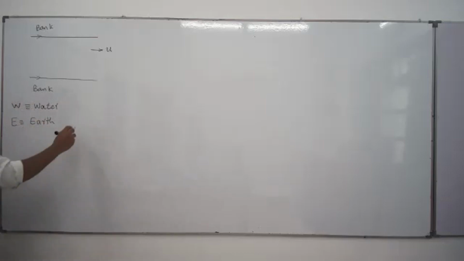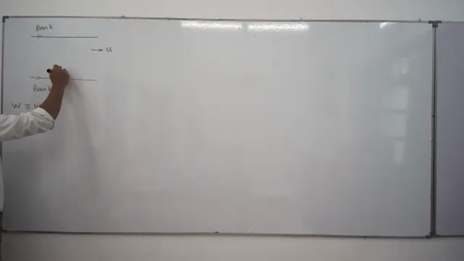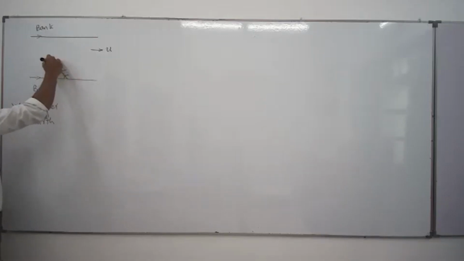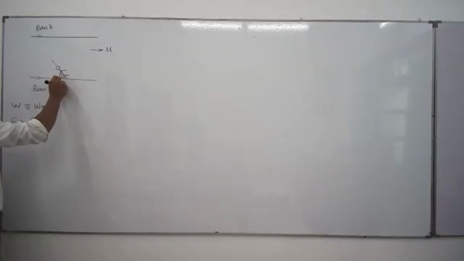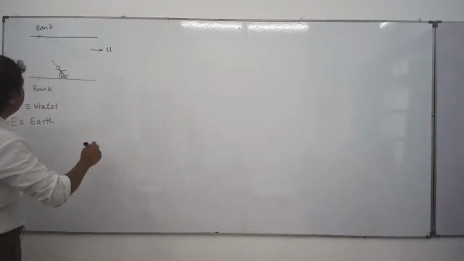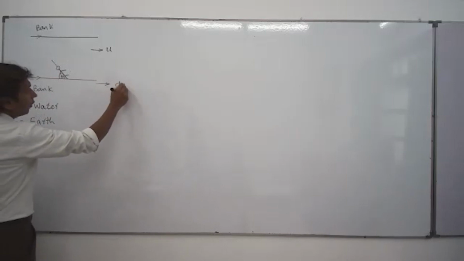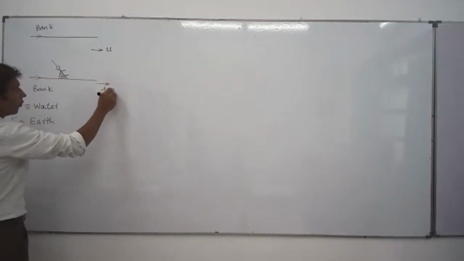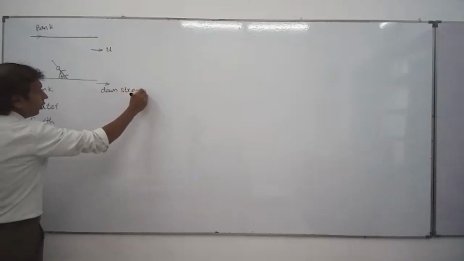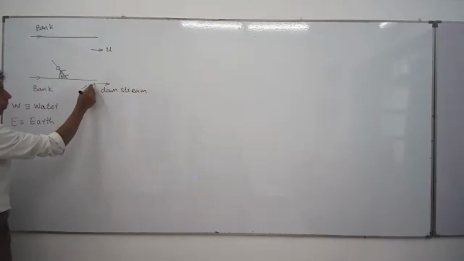Now suppose a man swims in this river, making his body at an angle theta with the bank, making an angle theta with upstream, right? The direction to which the water flows is called downstream. The other direction we define as the upstream.